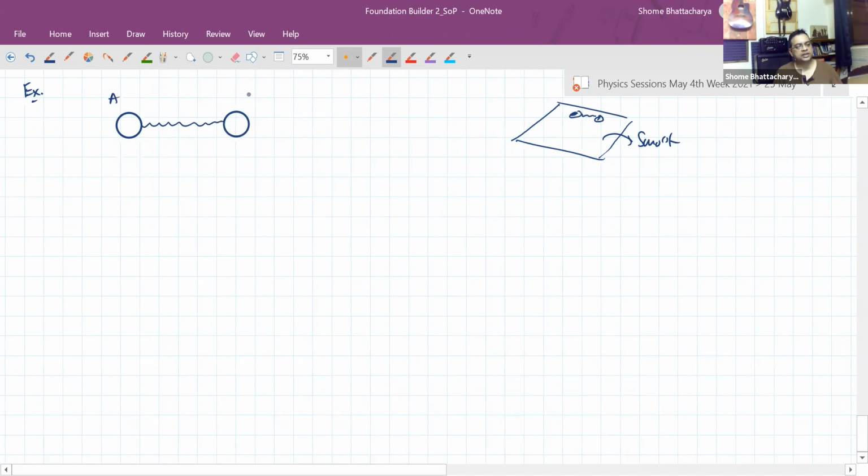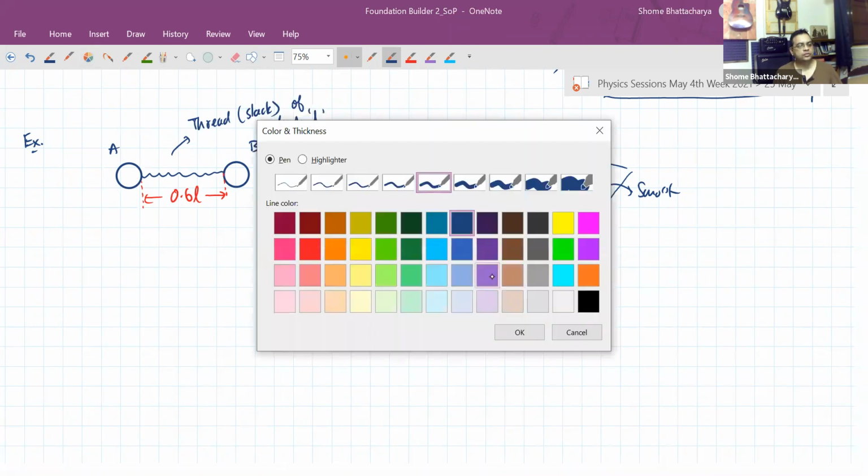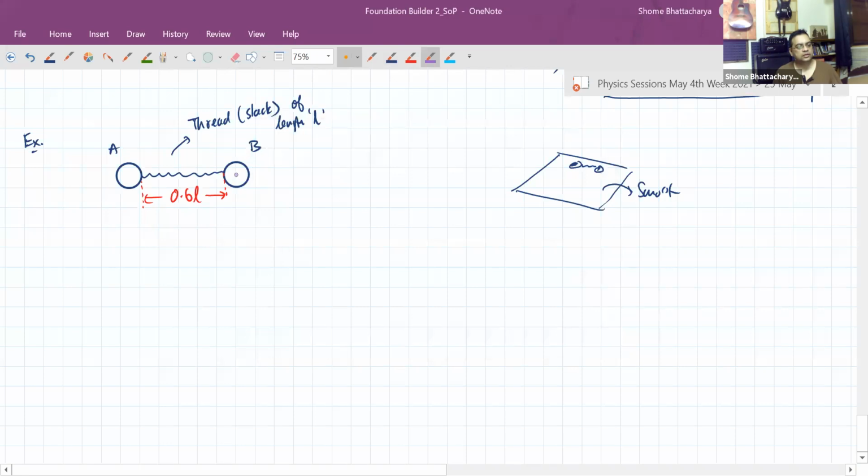Okay. So A and B are identical disks or particles, you can say, joined together by a thread of length L, but the distance between them right now, this distance from here to here, this is only right now 0.6 L, where L is the length of the thread. So this is a thread which is loose or slack right now, but of length L. Now what we do is we set off this one B with an initial velocity in this direction, perpendicular to the line joining the two of them.